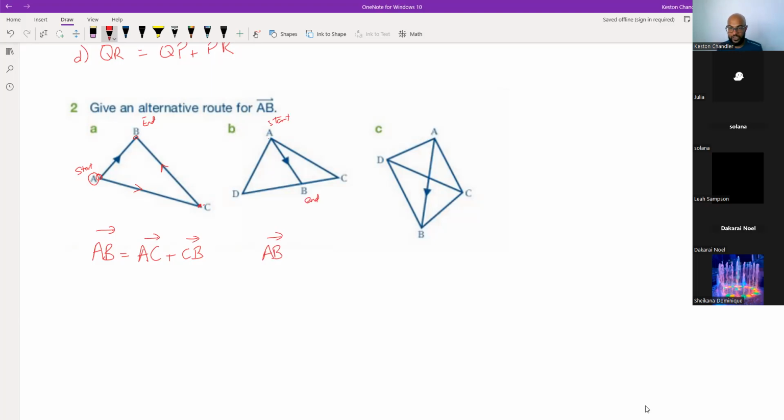If I start at A and travel in this direction to D, and then I start from D and go to B, I would still achieve that displacement of going from A to B. Alternative to that, I could also start at A and go to C, and then from C go to B. I will still start at A and end at B. Is everybody seeing that?